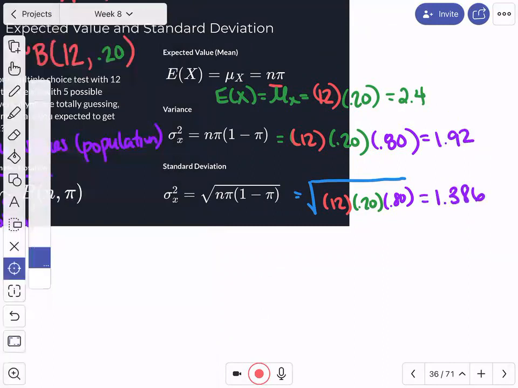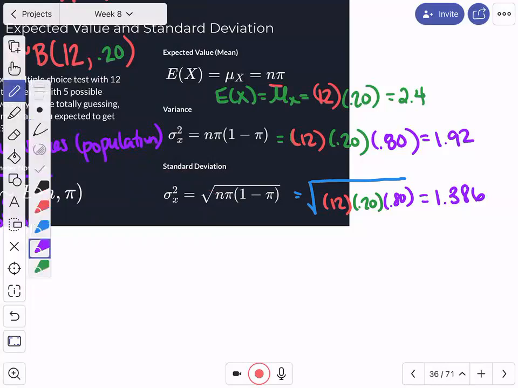We talk about this value right here. So we're expecting to get 2.4 questions right. That's going to deviate on average by 1.386 questions, which again, you can't have 1.386 questions, but you can look at it in terms of about one question here.